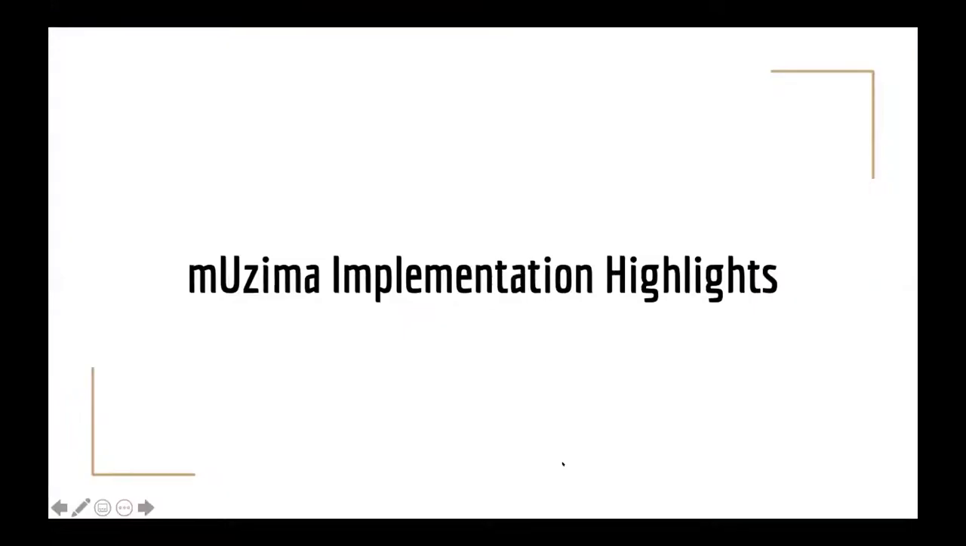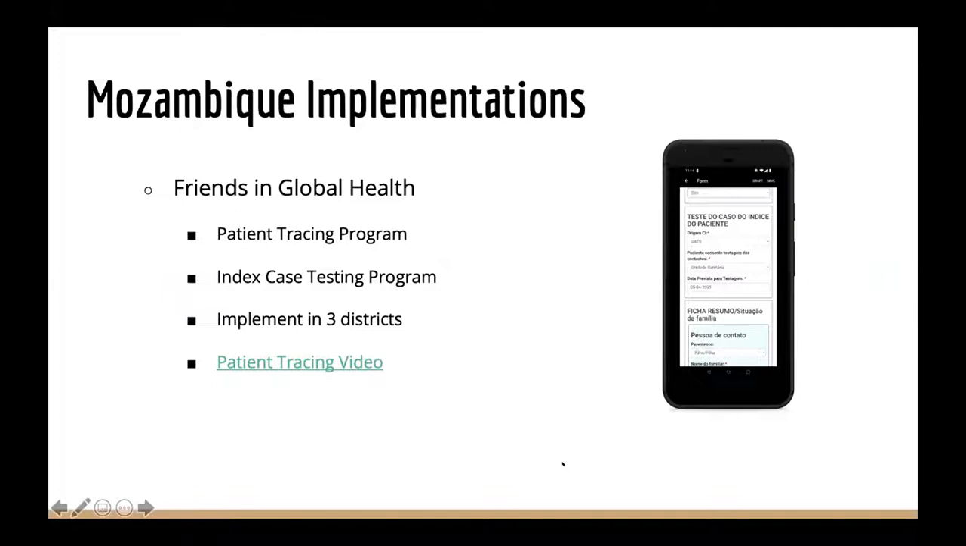Okay. So now here are some implementation highlights. Because of limited time, I will just go through briefly. It is currently being implemented in 3 districts in Mozambique. It includes the patient tracing program and the index case testing program. The index case testing program is when the index patients give consent to the program, and then the counselors reach out to contact the related persons and do the screening and testing. The patient tracing program is similar to follow-up, a lot of follow-up, and also a courtesy check, especially after the clients have recently stopped ART, to make sure that they're doing okay.